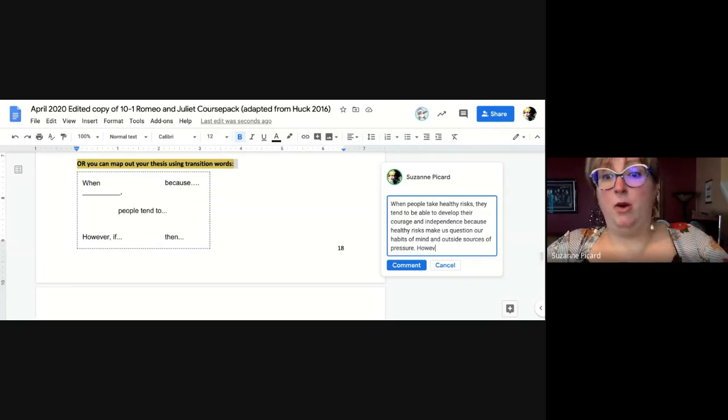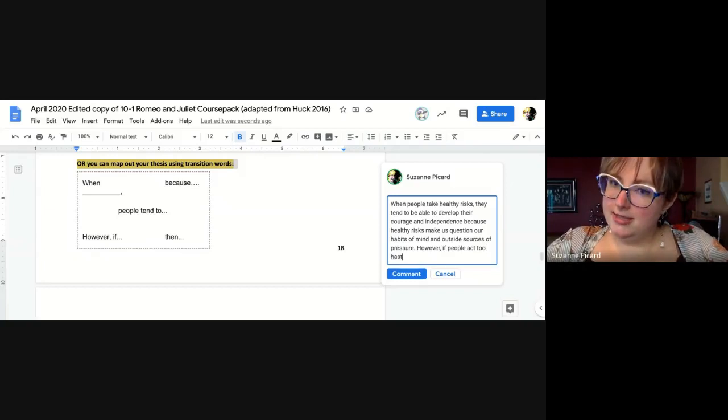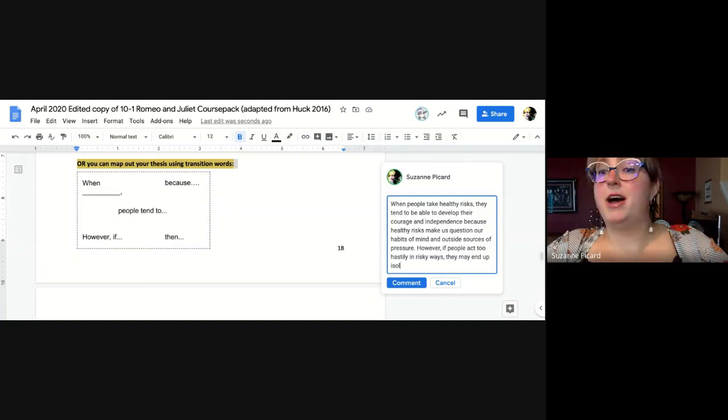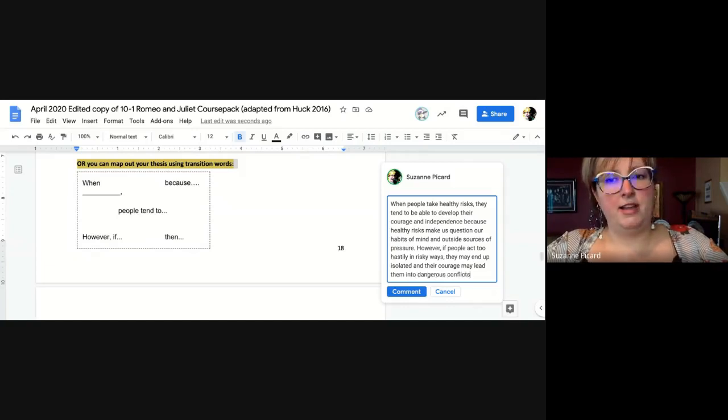Okay, however, if people act too hastily in risky ways, they may end up isolated, and their courage may lead them into dangerous conflicts. Sound like Tybalt, perhaps, or Romeo at times, or Mercutio at times, right? However, if people act too hastily and in risky ways, they might end up isolated, which may then, I'll put the then in there for you, which may then lead them into dangerous conflicts.